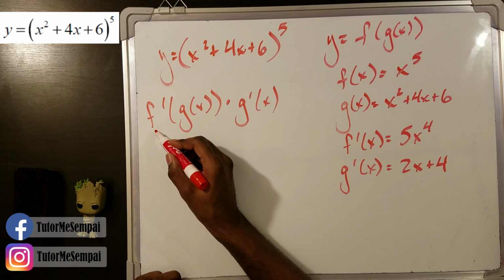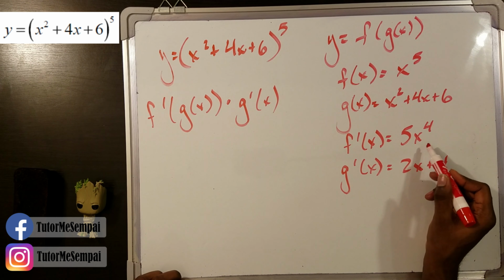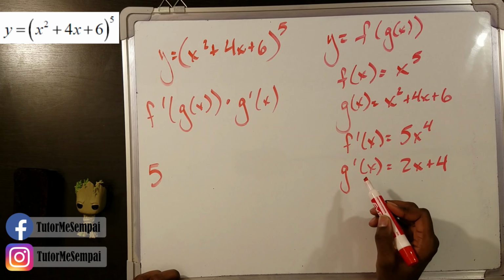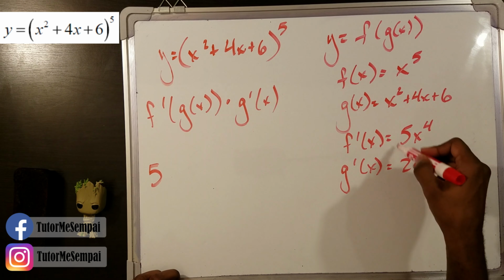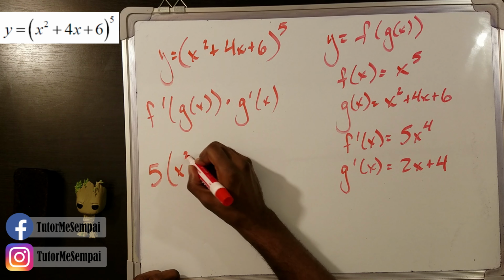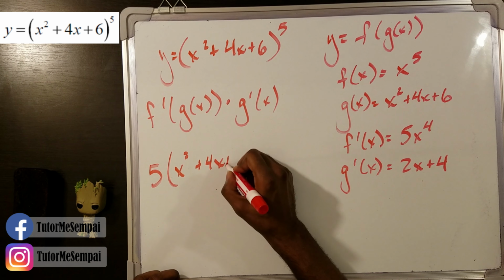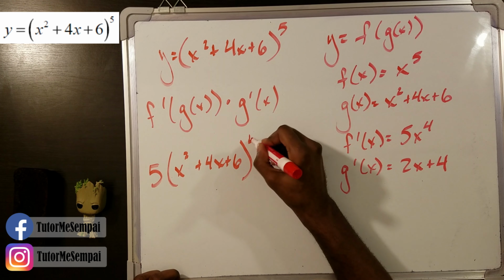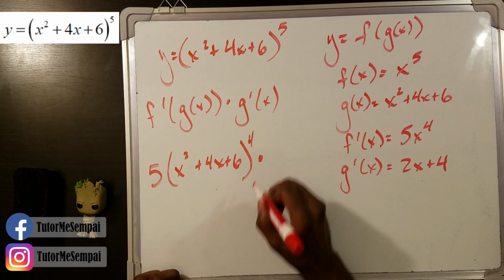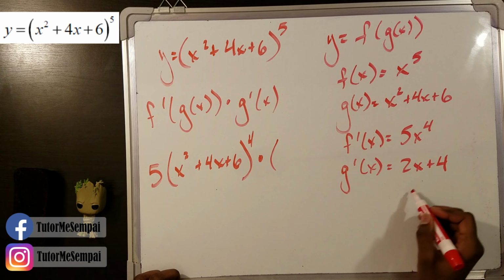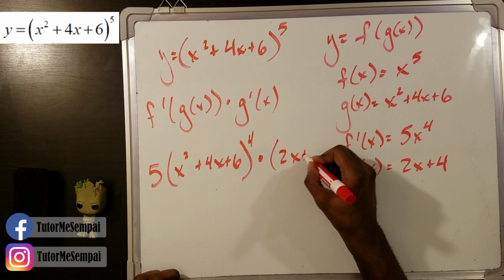So f prime of x is this 5x to the 4th. So we do 5, and instead of x, because it's f prime of g of x, we're going to plug in g of x into our f prime. So instead of that x there, it's going to be x squared plus 4x plus 6. And we're going to have our 4th power. Then we're going to multiply that by our g prime of x. So where's our g prime of x? That's this. So it's times 2x plus 4.